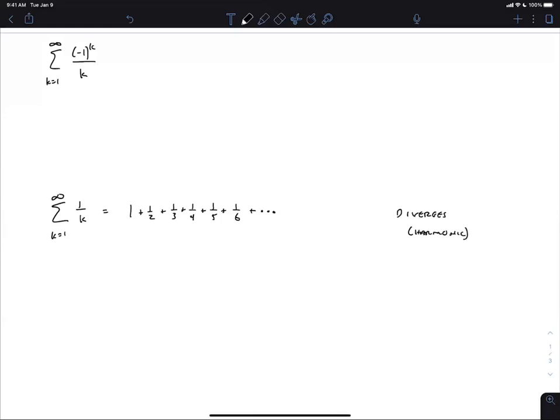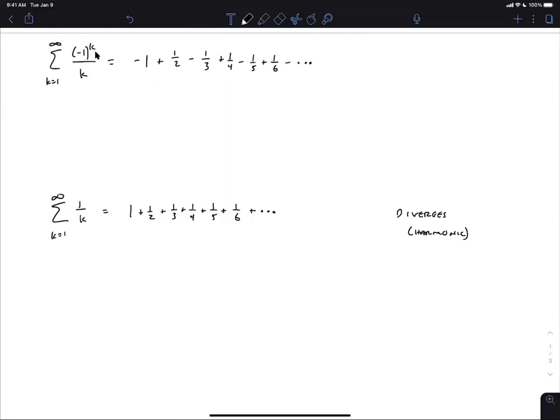Now, the series on the top is what's called an alternating series. If I start plugging in values of k, -1 to the first is -1, and so we get -1 over 1 for the first term. When I plug in 2, -1 squared is +1, so I get +1/2. If I plug in 3, I get -1/3 because -1 to the third is -1. And if I plug in 4, I get +1/4, and then -1/5, and +1/6, and so on.